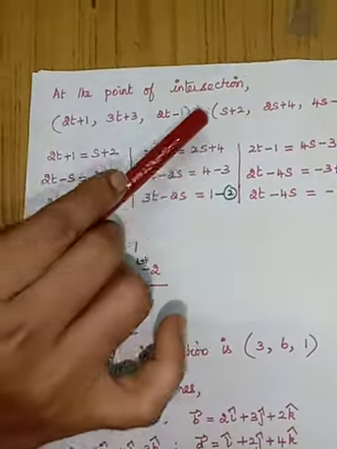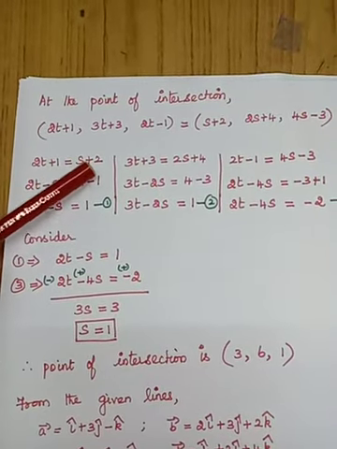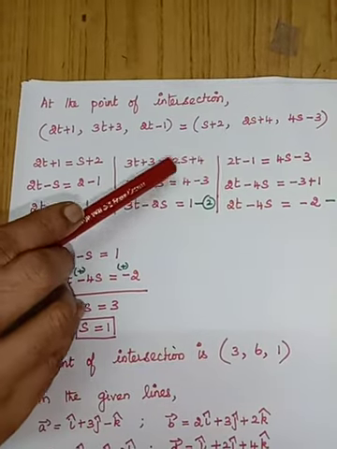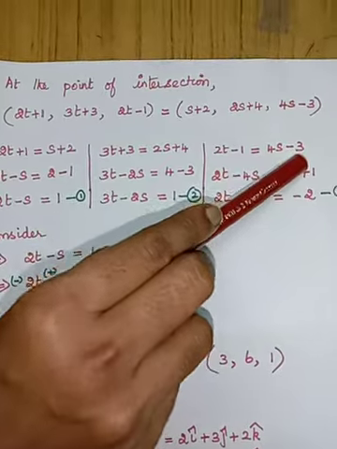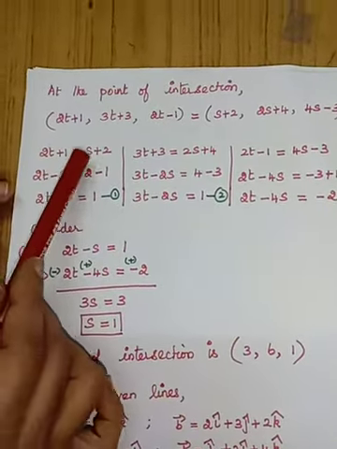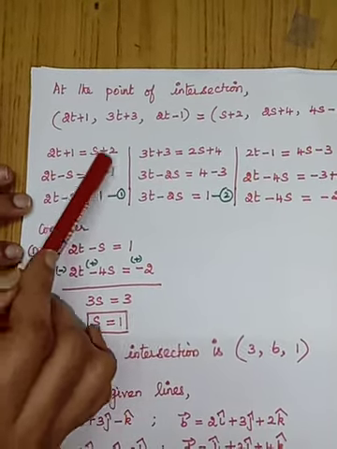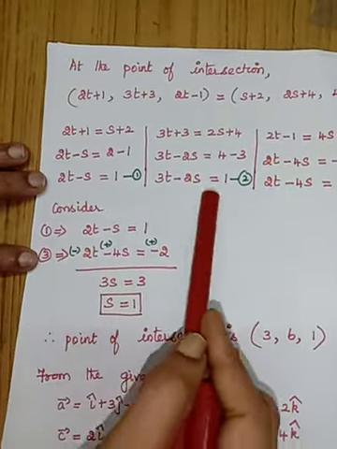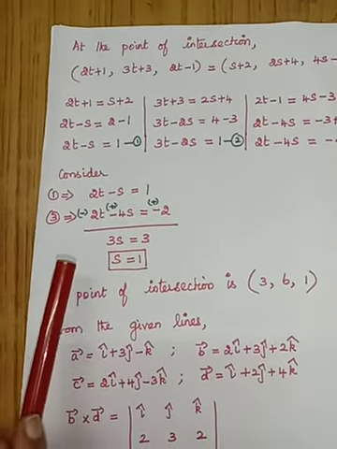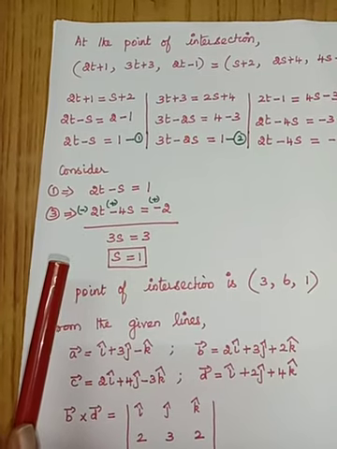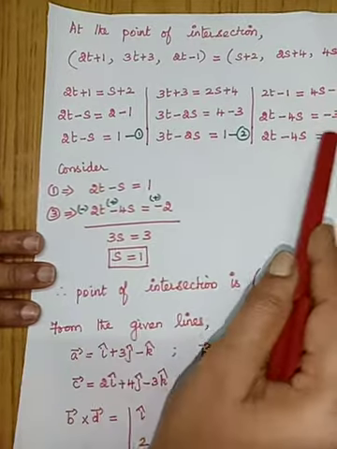When you equate the x coordinate, 2t + 1 = s + 2. And 3t + 3 = 2s + 4. And 2t - 1 = 4s - 3. So you form the equations by taking t and s to the left side and the numbers to the right side. You will get three equations. Just consider any two, and if you solve, you will get the value of either s or t. I have considered the first equation and the third equation.